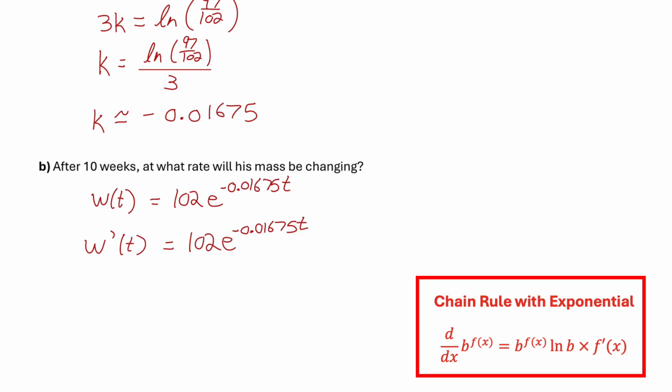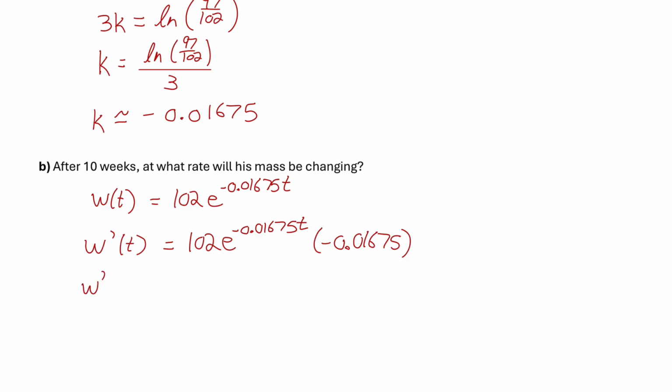So the derivative of the exponent would just be that constant value of K, negative 0.01675. And now into this function, I want to sub in 10. So W prime at 10 equals, and then I can just use my calculator to find an approximate value. And I get about negative 1.445. That's the rate his mass is changing. So it's going down by 1.445 kilograms every week at that exact moment in time at the 10-week mark.